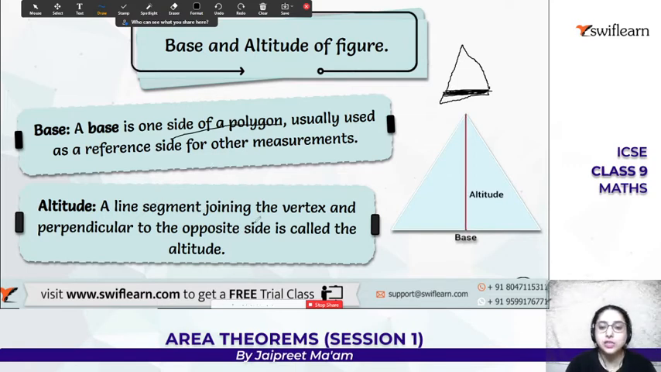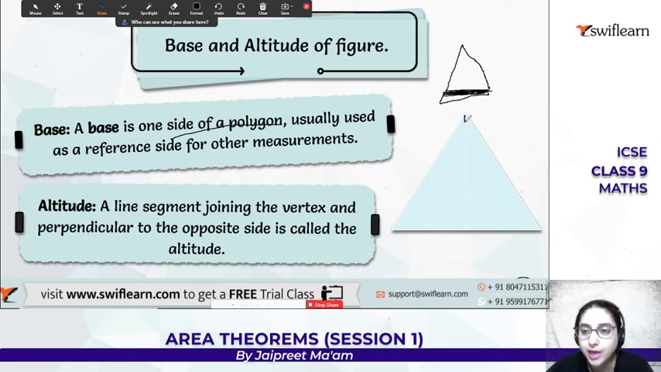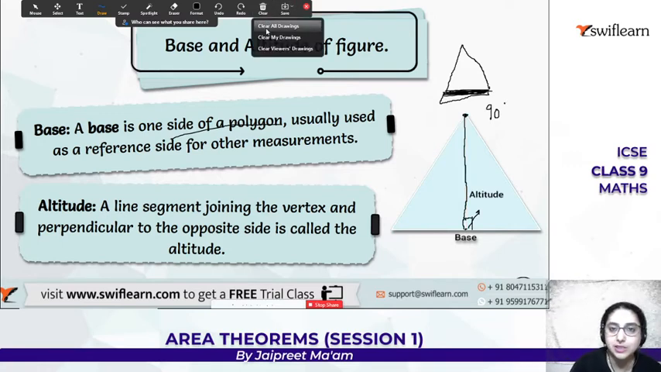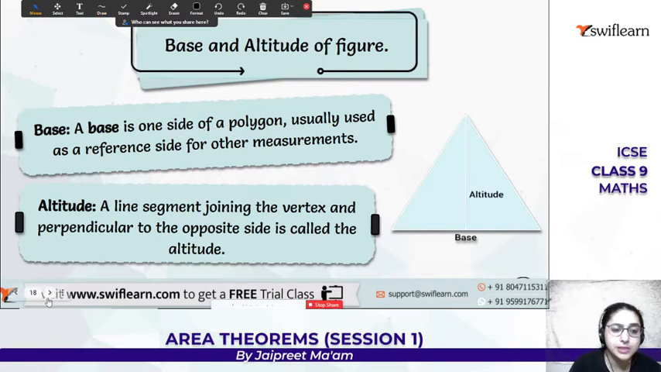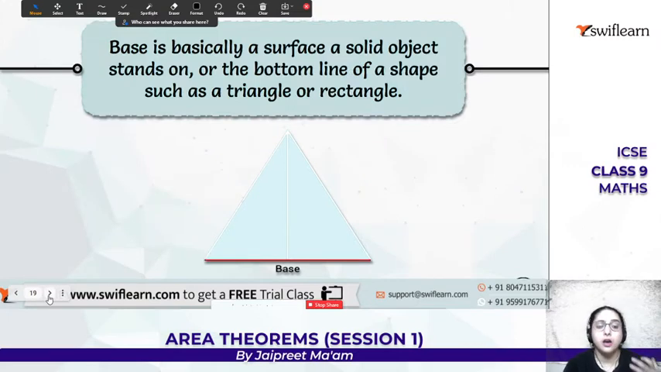Altitude: a line segment joining the vertex perpendicular to the opposite side is called the altitude. It's very important that it is perpendicular. So in this triangle, this is known as the altitude. It should be drawn from the vertex to the opposite side, but it should be perpendicular. Perpendicular means exactly 90 degrees. So this is the base and this is the altitude.